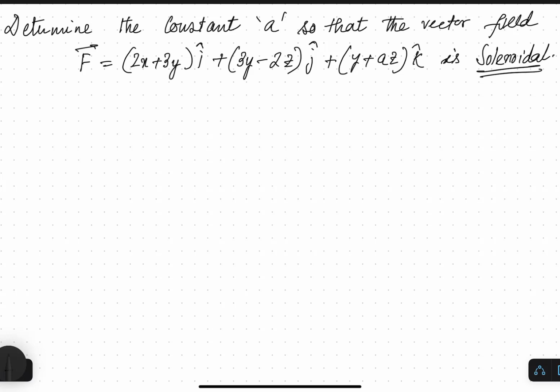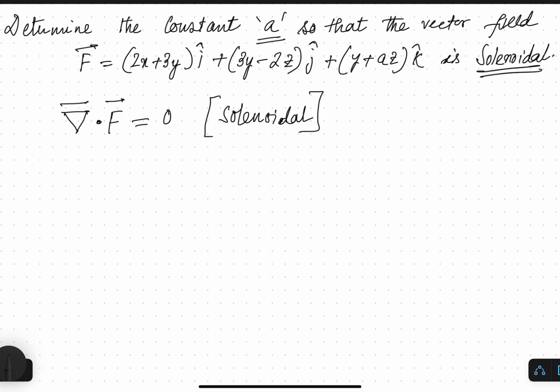So this term solenoidal is very important. What is the condition for a vector to be solenoidal? The condition is that the divergence of this vector field F should be 0. So this is the condition for a solenoidal field. If I calculate the divergence of the given vector field and equate it to 0, then with that condition I can determine the value A.